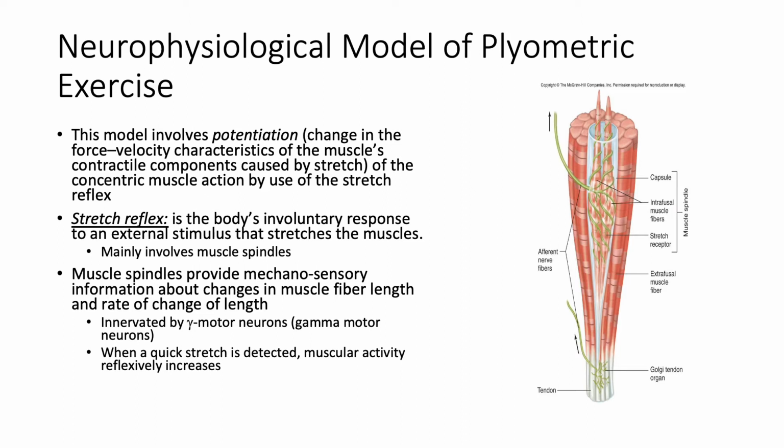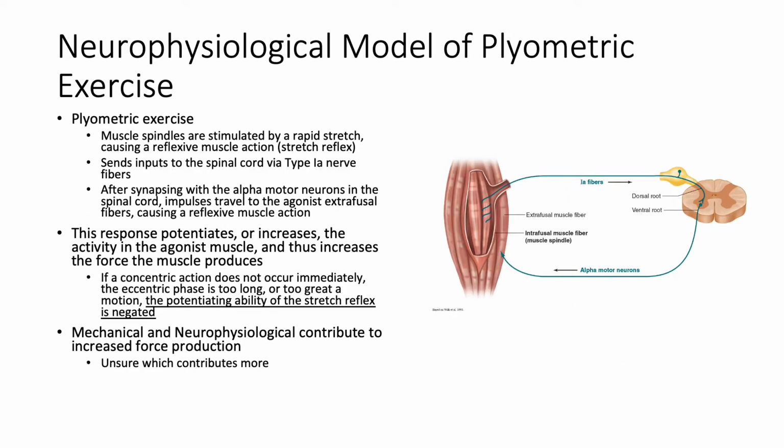Potentiation is the change in the force velocity characteristics of the muscle's contractile components caused by stretch. The stretch reflex is the body's involuntary response to an external stimulus that stretches the muscles. The most well-known stretch reflex test is the knee tendon tap that you get at the doctor's. The stretch reflex mainly involves muscle spindles, which provide mechanosensory information about changes in muscle fiber length and rate of change of length. The muscle spindles are innervated by gamma motor neurons, so when a quick stretch is detected, muscular activity reflexively increases. During plyometric exercises, the muscle spindles are stimulated by a rapid stretch, causing a reflexive muscle action.